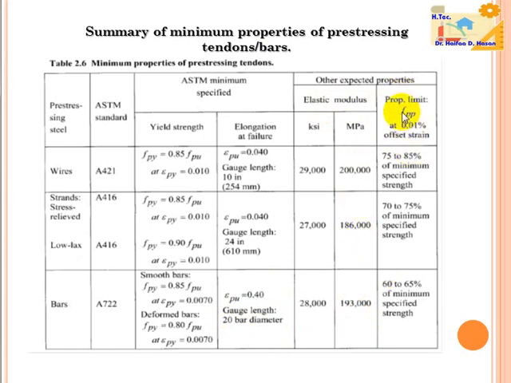In the final column we can see the proportional limit fpp at 0.01% offset strain equal to, for wires, 75 to 85% of minimum specified strength, for strand 70 to 75% of minimum specified strength, and finally for bars 60 to 65% of minimum specified strength.